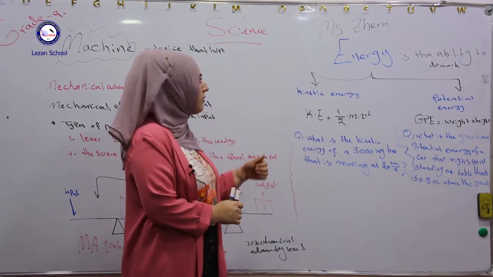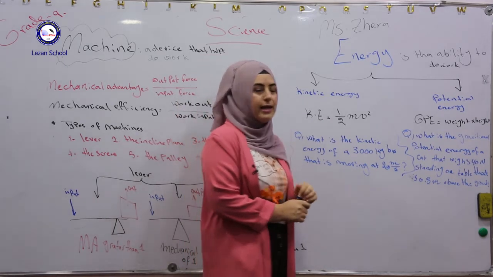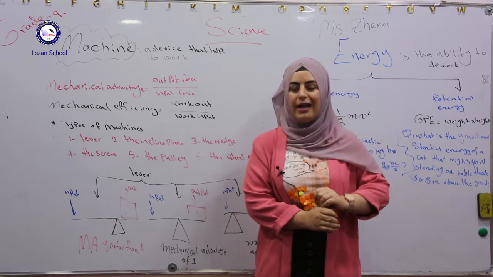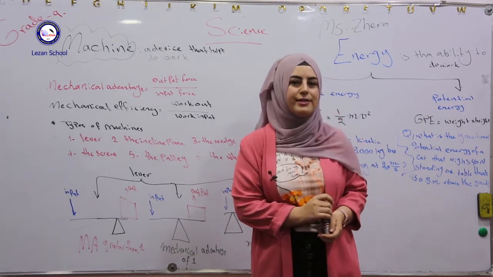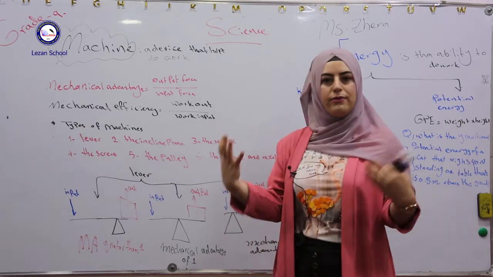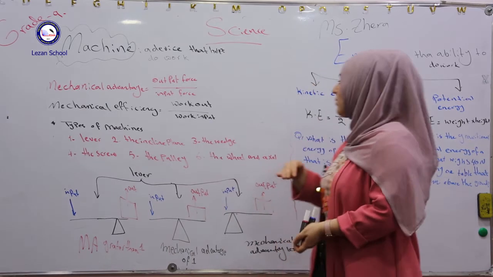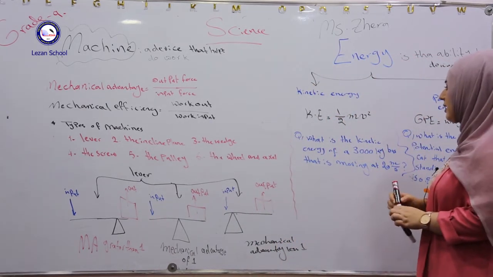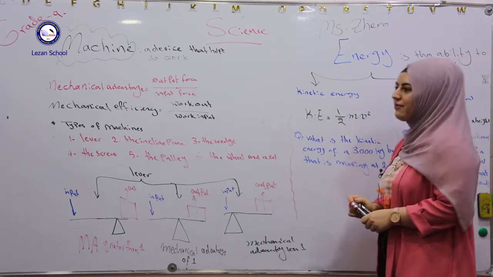Now this chapter is talking about energy in general. Energy is the ability to do work. Every time we use the word energy, but it has a scientific definition. It's the ability to do work. It means if you don't have energy, you cannot do any work. So we have 2 kinds of energy: kinetic energy and potential energy. Kinetic energy has its rule, and potential energy has a different rule.